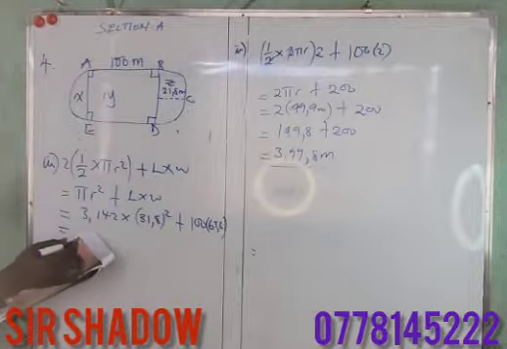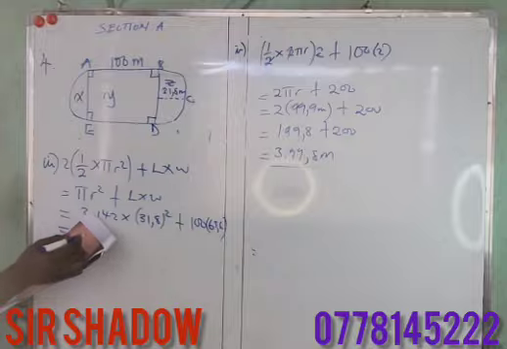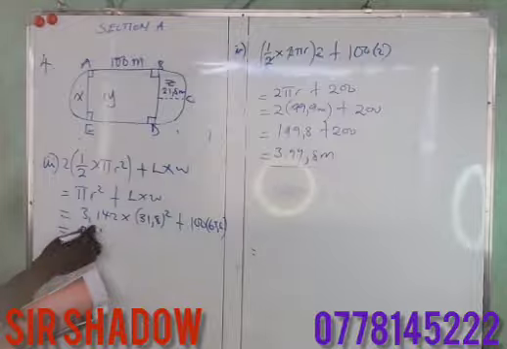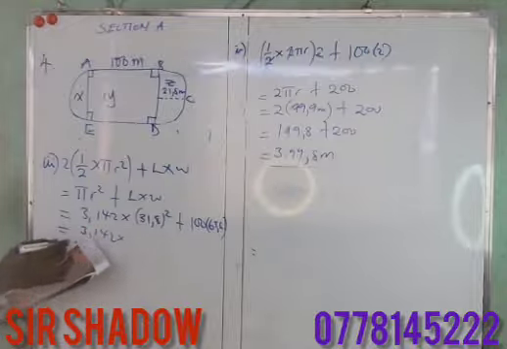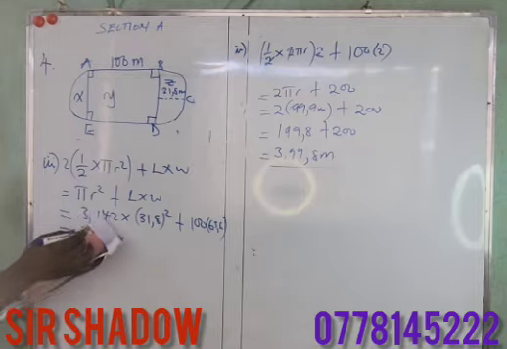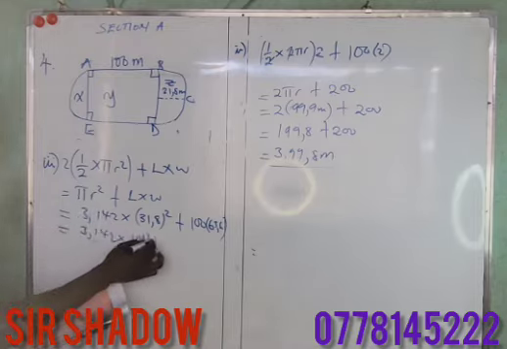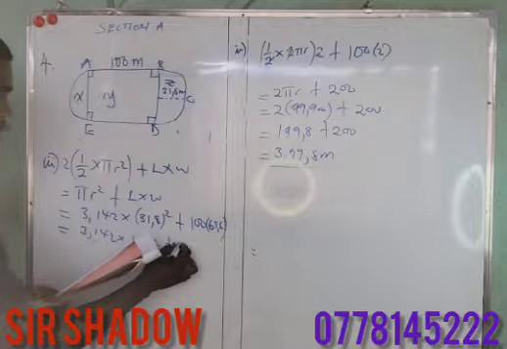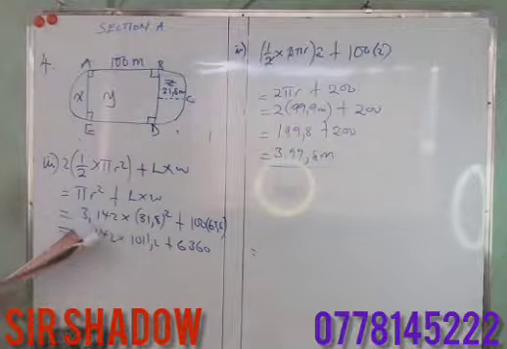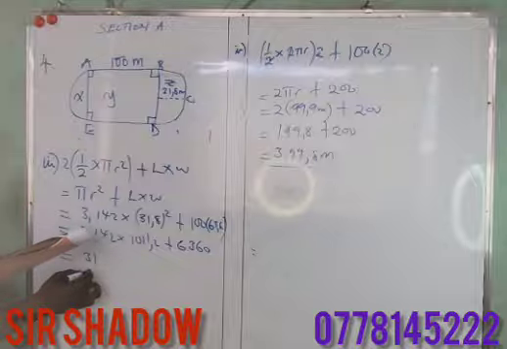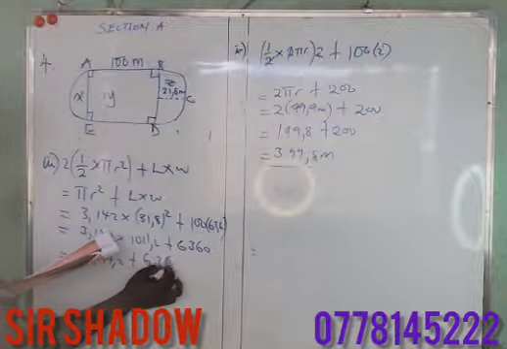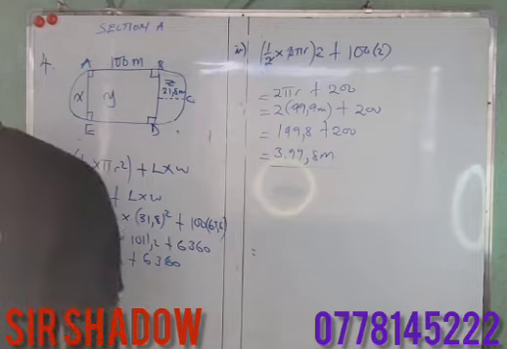This is equal to, from this one we will get 3.142 multiplied by 31.8 all squared, which gives us 3,177.2, plus, for this one, if we multiply by 2, we get 6,360. Then we add the two.